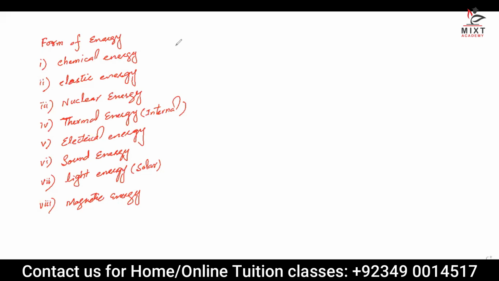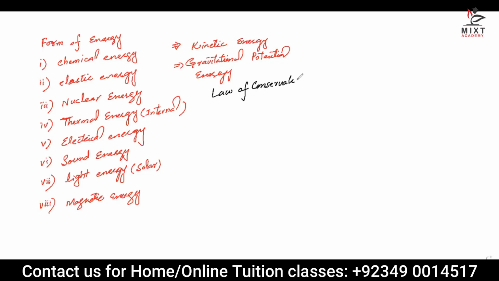Now, these are the forms, and there are two types in which the energy will appear: kinetic energy and gravitational potential energy. So if you see, there are many types of energy. Therefore, the law is given, which is known as the law of conservation of energy. Do you know the law of conservation of energy?